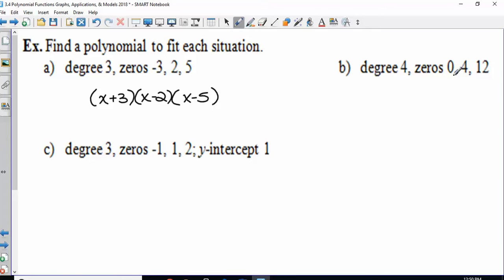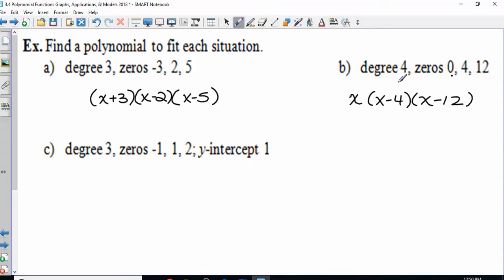B. If 0 is a zero, what would we have? x plus 0, or x minus 0, or just plain x. So any of those three would be fine. If 4 is a zero, we need, if 12 is a zero, now I said degree 4. What's my degree currently? 3.